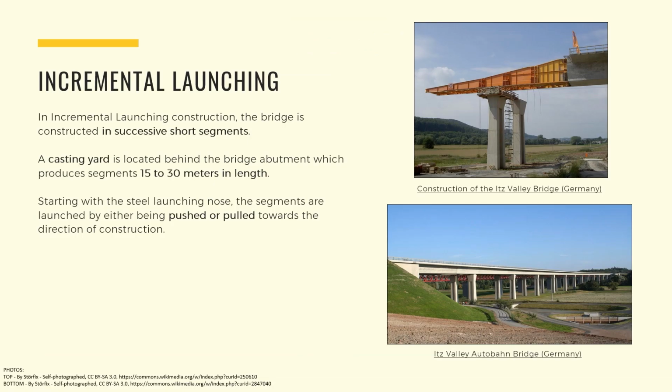The next construction method we will be talking about is incremental launching, where the bridge is constructed in successive short segments. A casting yard is located behind the bridge abutment, which produces segments 15 to 30 meters in length. Starting with the steel launching nose, the segments are launched by either being pushed or pulled forward towards the direction of construction. At the right side of the slide, you will see an example bridge in Germany which utilized incremental launching.